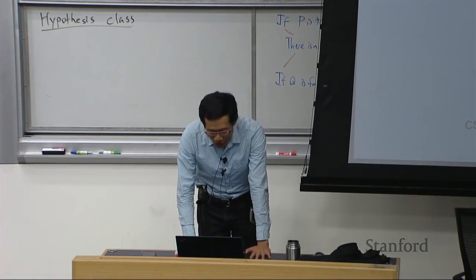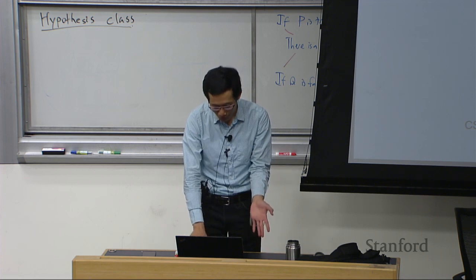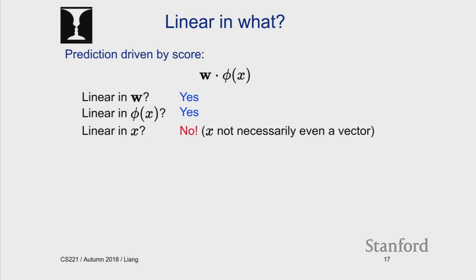Okay, so now we come to a question: linear in what? Remember, the prediction is driven by the score. So is this score function linear in W? How many of you say yes? Okay, it is. What about linear in phi of x? What about linear in x? No. And in fact, it doesn't even make sense. The way you check is that you think of x as a person. And what does it mean to be linear in a person or a string or something, right?